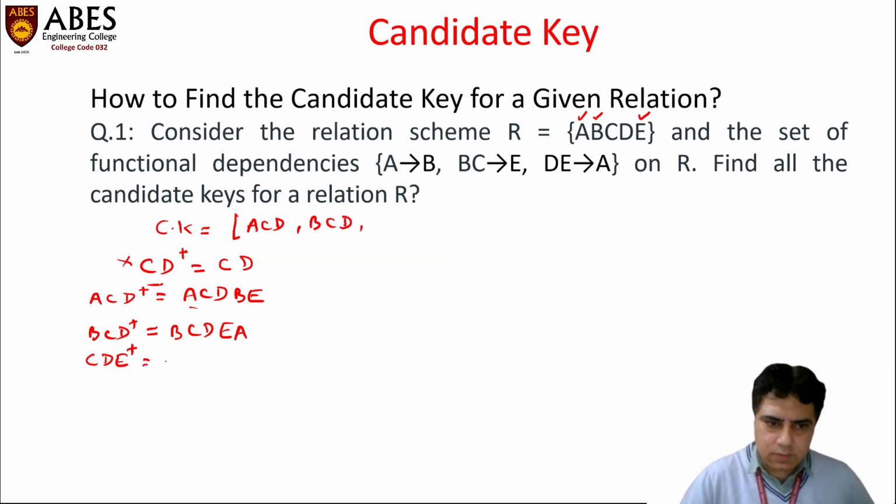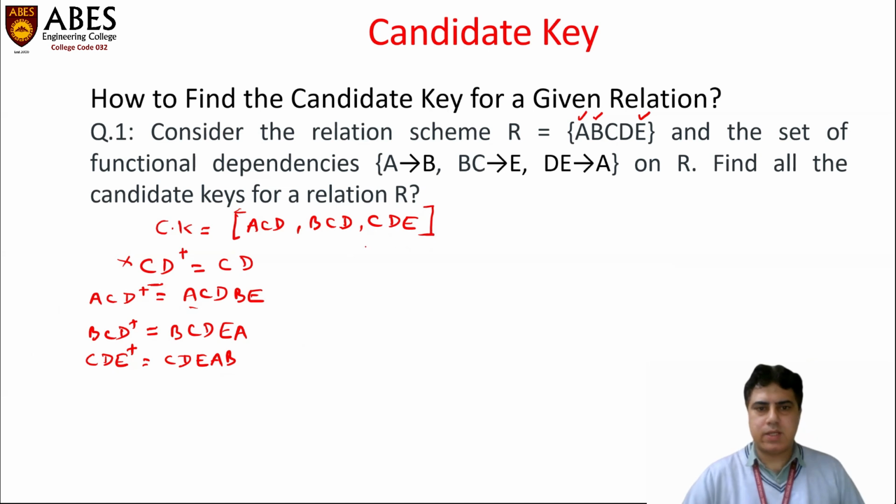Now take the attribute closure of CDE. CDE is part of the closure. Now from DE we can determine A, then A to B. So A, B, C, D, E are all the attributes of the relation. So C, D, E is one more candidate key. So there is no pair left that fails, so there is no possibility of another candidate key. So this is the final answer.